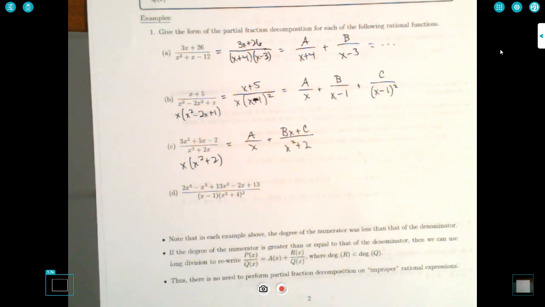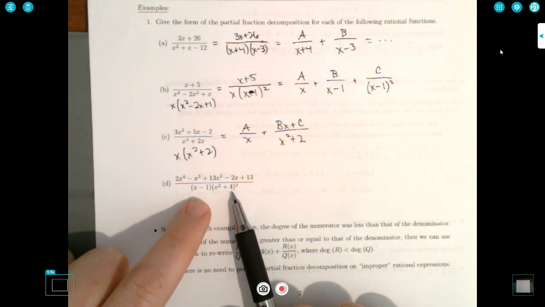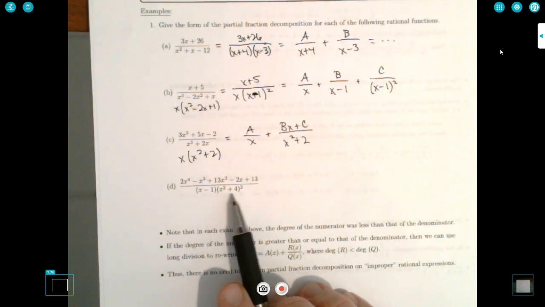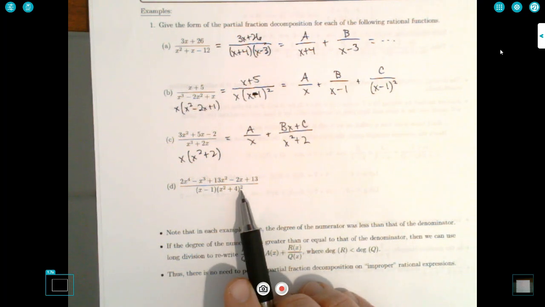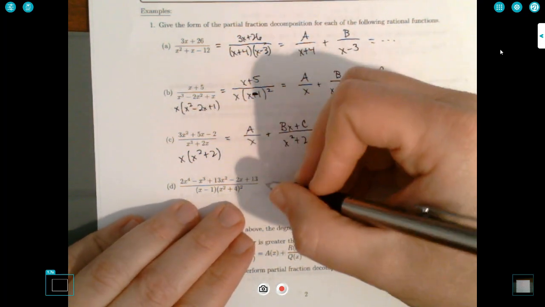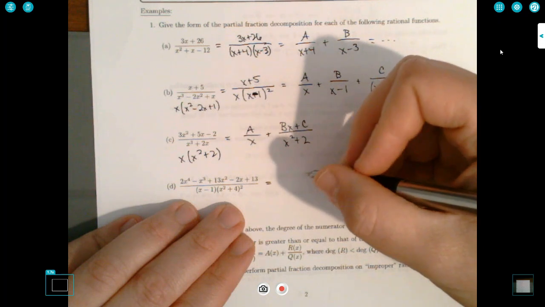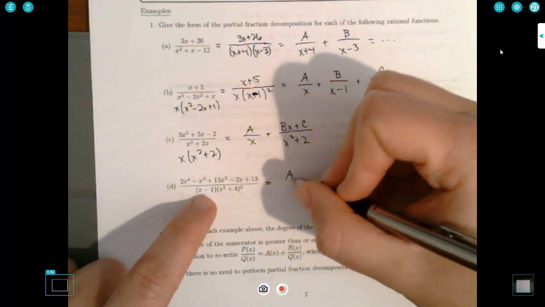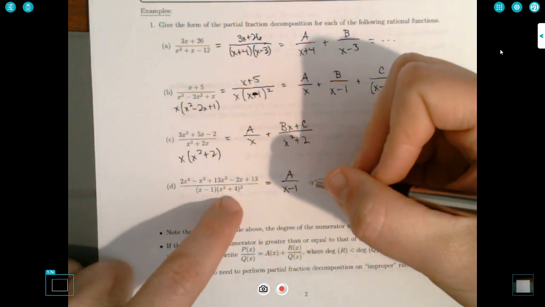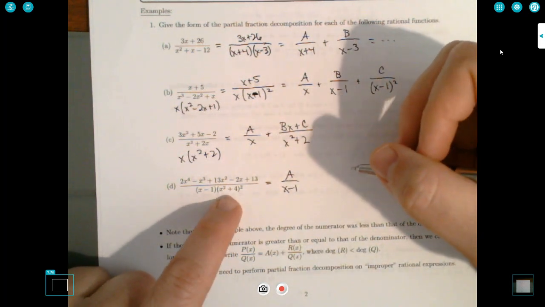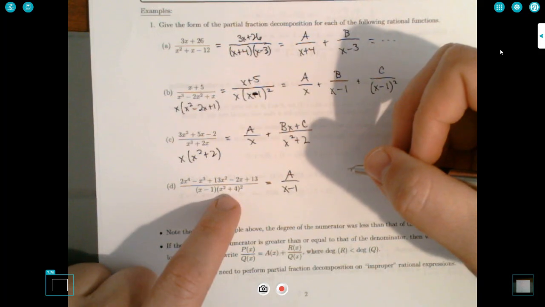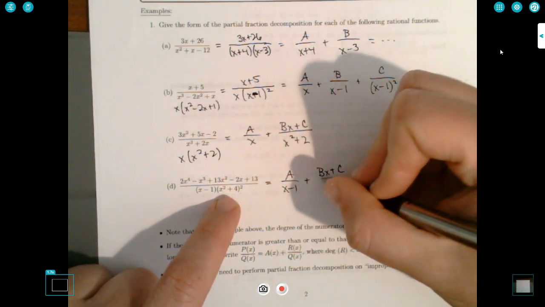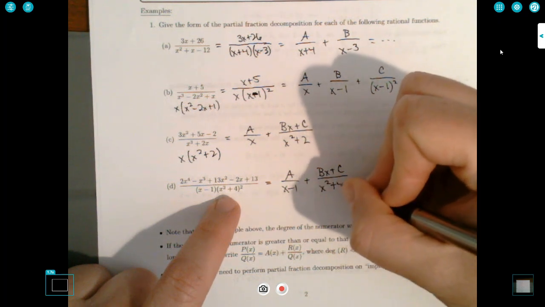So last one. This one's already factored for us, thank goodness. It looks like I've got a linear factor, and then a quadratic factor that's been repeated twice. So what does the partial fraction decomposition look like? This is a linear factor, so it's just going to be a over x minus 1. And then this is an irreducible quadratic factor, you can't factor that any further, so it's going to look like bx plus c over x squared plus 4.